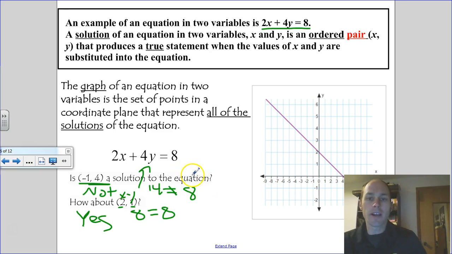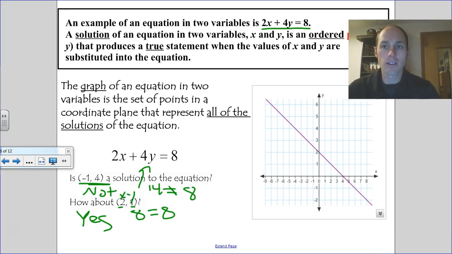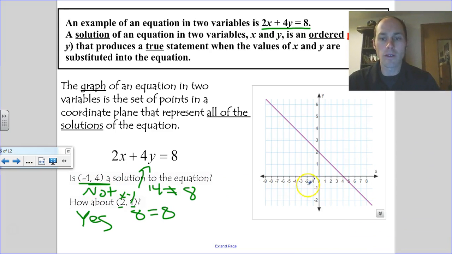And once we find all of these solutions, we plot those on a graph. And a graph of an equation is the set of all points that represents every single solution. So if we were to take a look at (-1, 4), it points way up here. It's not on the line. That's also why it's not a solution. (2, 1) is a solution.